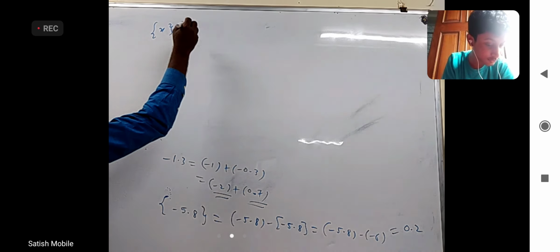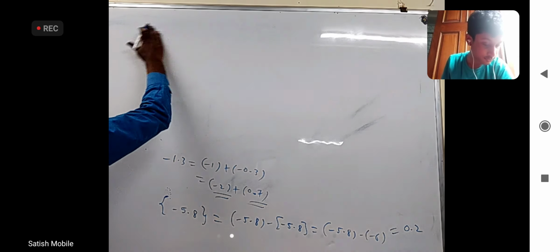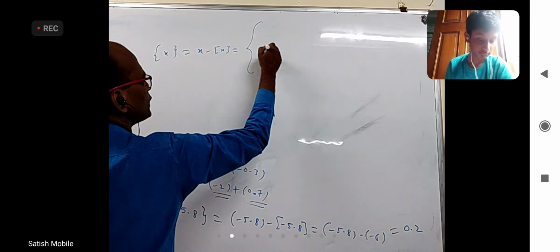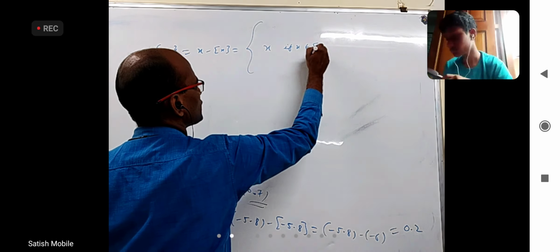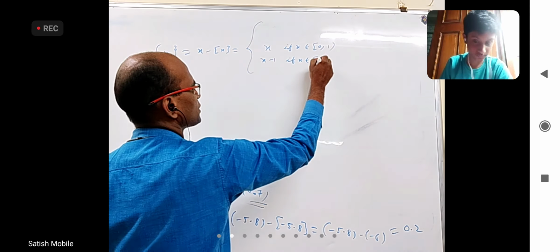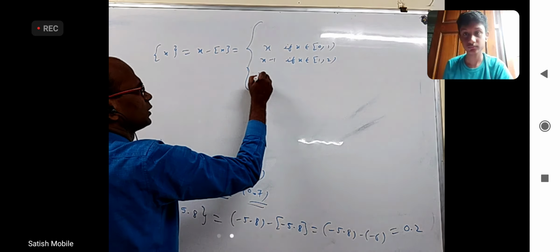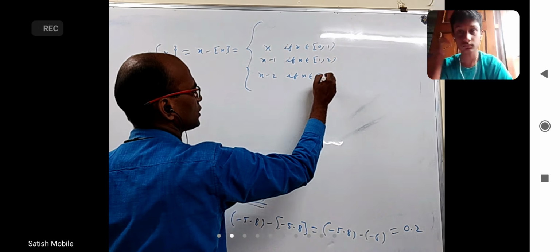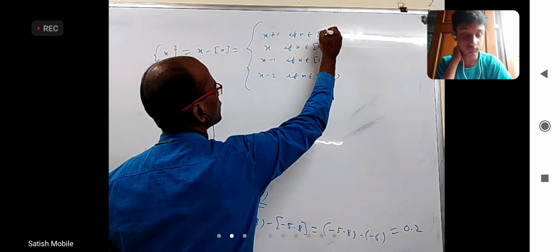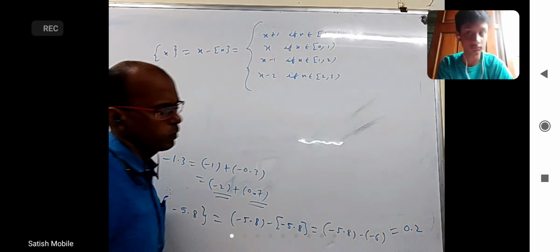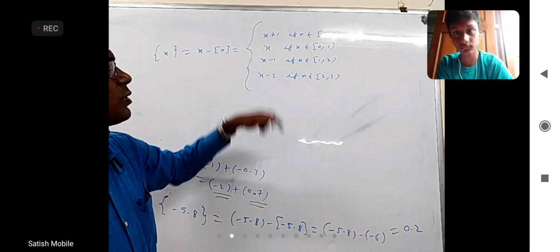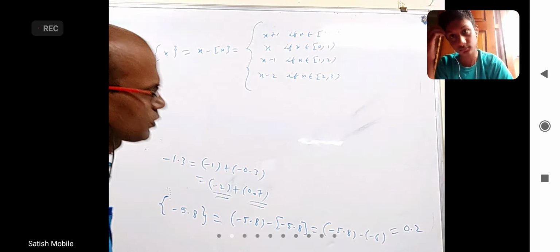Fractional part of x can also be written as, many formulas will be there. Fractional part of x is x minus integer part of x. It is x if x is between 0 to open 1. It is x minus 1 if x is between 1 to open 2. It is x minus 2 if x is between 2 to open 3. It is x plus 1 if x belongs to minus 1 to 0. Because integer part of x is 0 here, 1 here, 2 here, minus 1 here. Just remove this integer part of x, substitute the corresponding values.